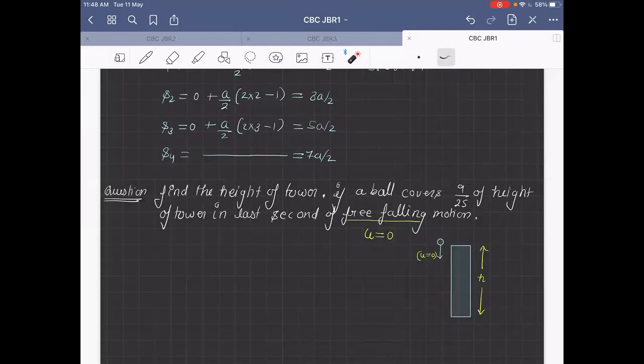Can you give an example of where the initial velocity is not zero of an object? Yes, Yashwal, I will give, but not for this question.